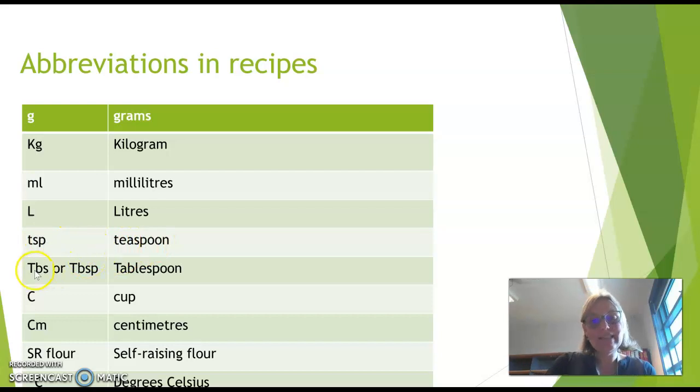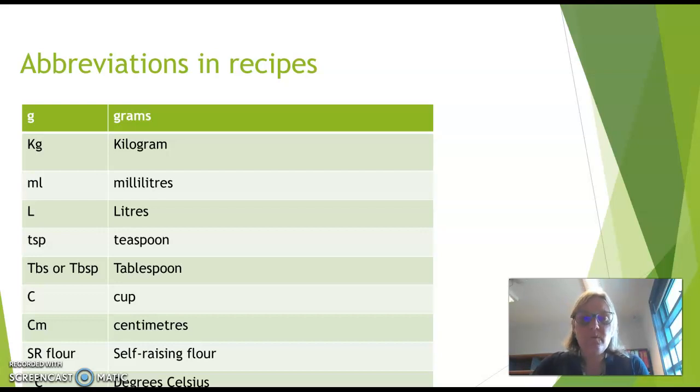TSP, teaspoon, capital TBS or TBSP is tablespoon, if that's an abbreviation. C means cup, cm for centimeters. So sometimes it might say cut your chicken into 3 centimeter cubes or something like that. SR flour, self-raising, and degrees Celsius. These are basic abbreviations you need to know when you're cooking.